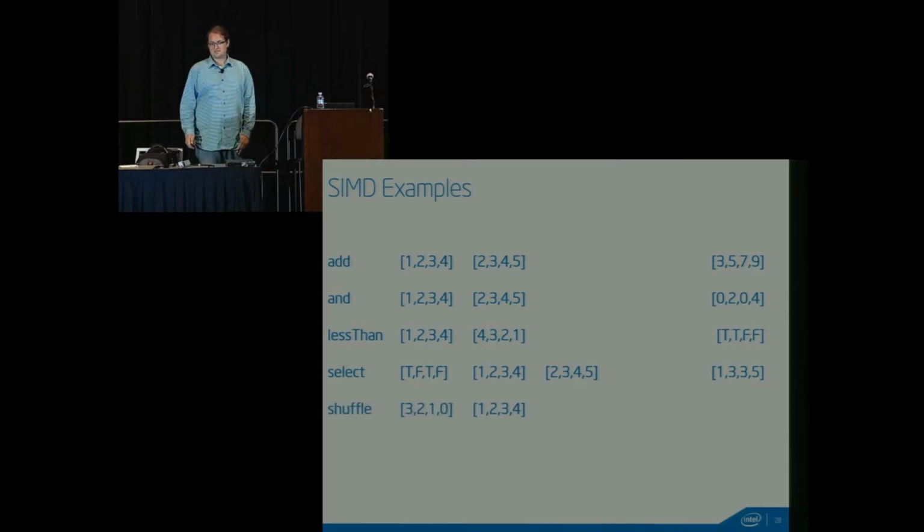This is the result. Another operation you have is shuffle. So what does shuffle do? Shuffle essentially allows you to take elements from a vector and reorder them.